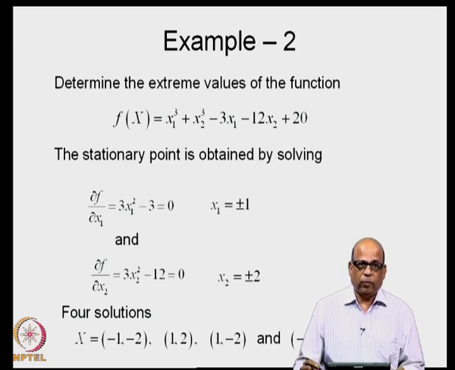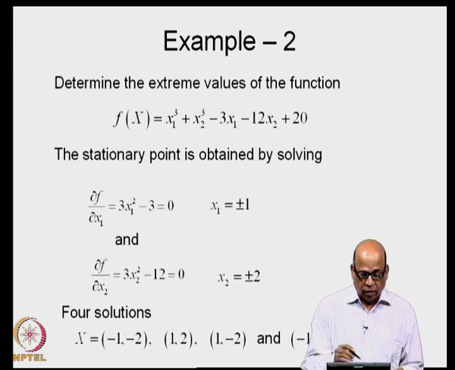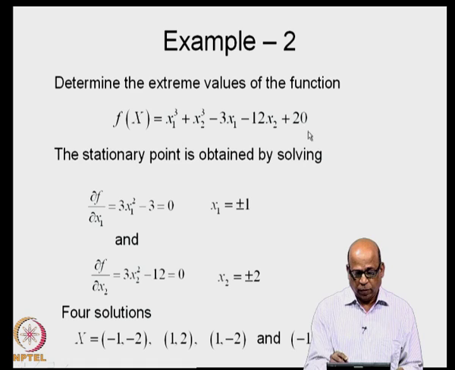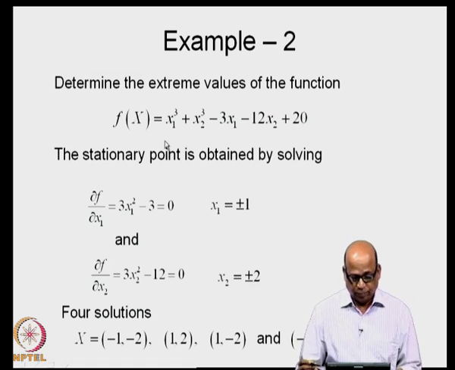Let us look at, for variety, one more example. F of x is equal to x1 cube plus x2 cube minus 3 x1 minus 12 x2 plus 20. So, this is a function of two variables.